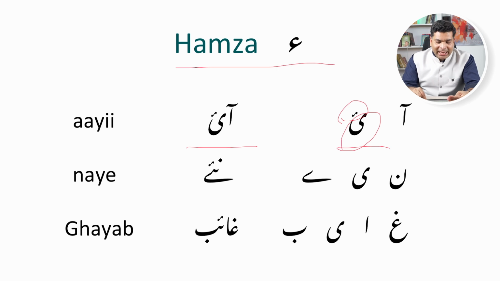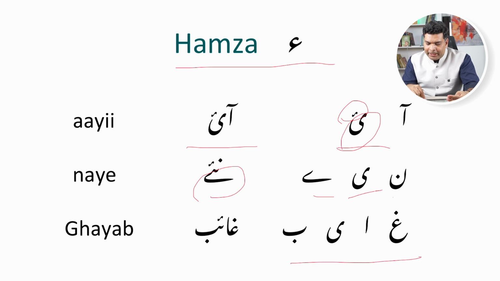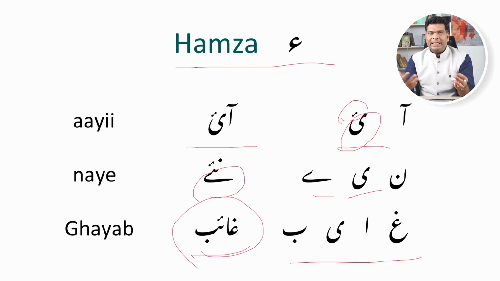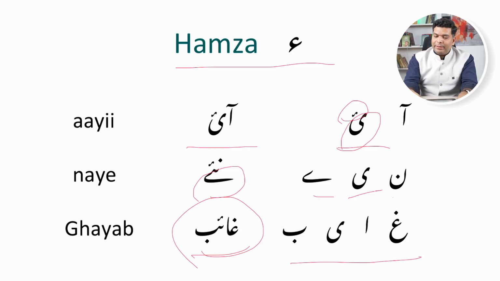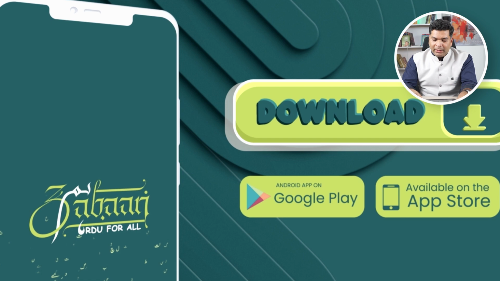Similarly, we have nae, so we will put noon. There's a choti ye followed by a badi ye, so rather than doing that, we put a badi ye and put a hamza on top of it. Similarly, you have ghaib, and we put a ghain and alif followed by hamza and put a be. So this sort of usage is there. Hamza again has many places and many words where you could use it, but this is another important one that you should be using.